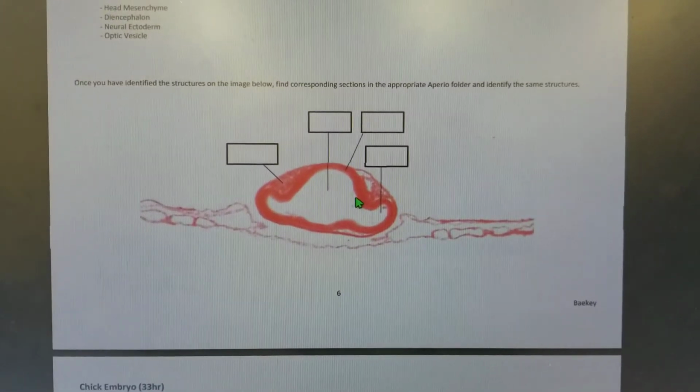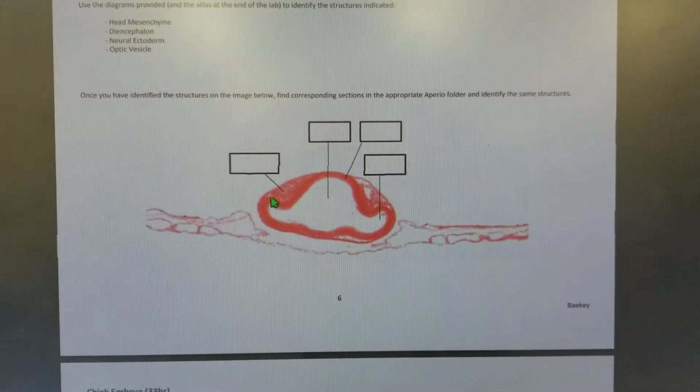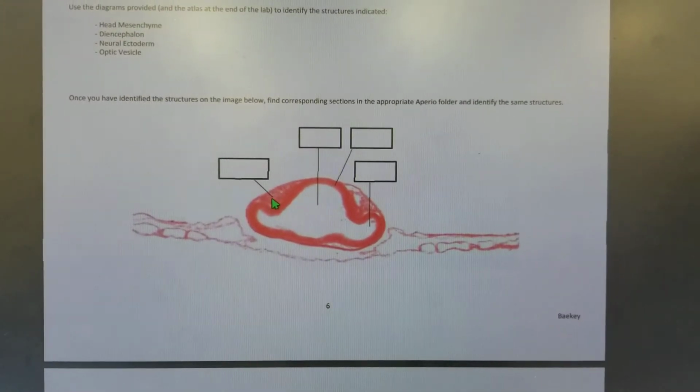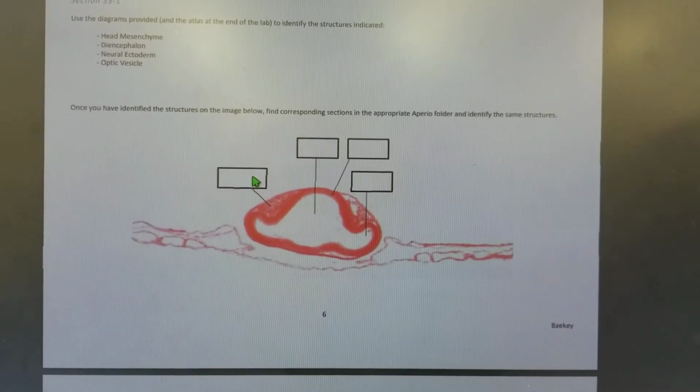Out to the side, and here is our embryo. Cranial-most image. Now, 33 hours, this chicken embryo. The material here becomes the connective tissue of the head. We refer to that as the head mesenchyme. Okay, so that's what this is.